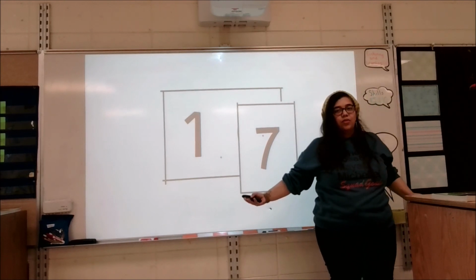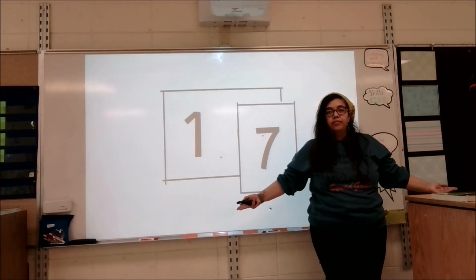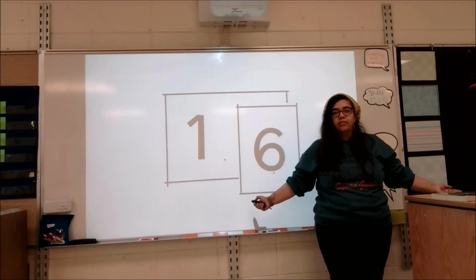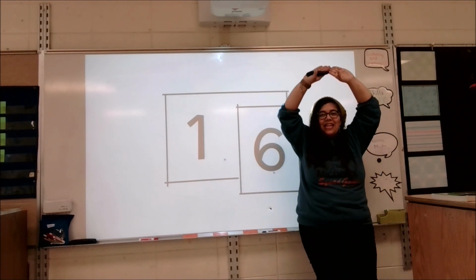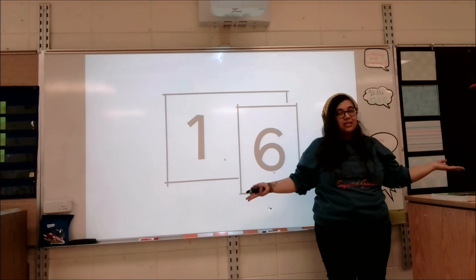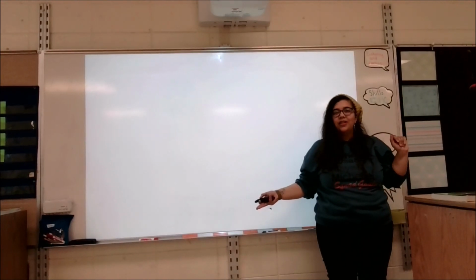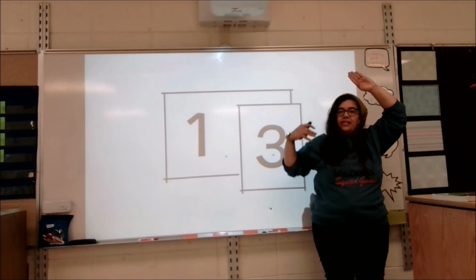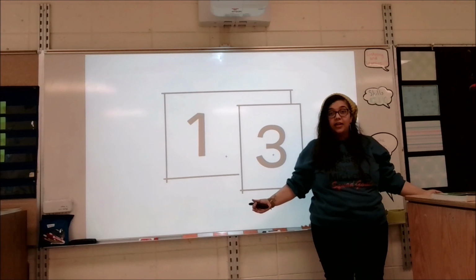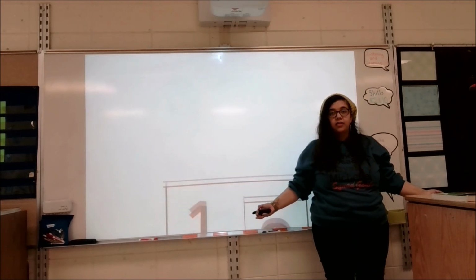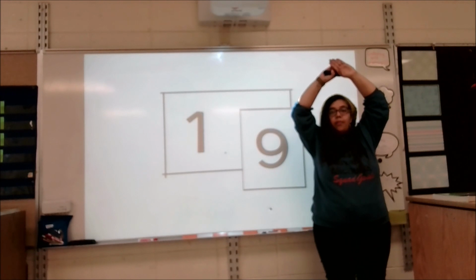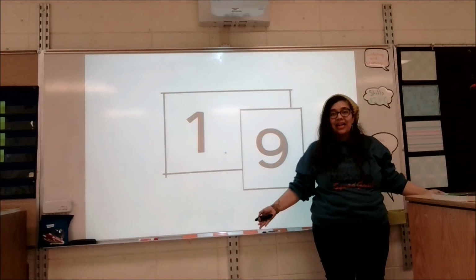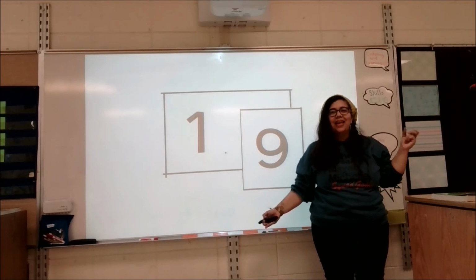17 minus 10 is equal to 7. Awesome. 16 minus 10 is equal to 6. Right on, guys. You're getting it. 13 minus 10 is equal to 3. Awesome. And 19 minus 10 is equal to 9. Whew, we're on it today, yes.